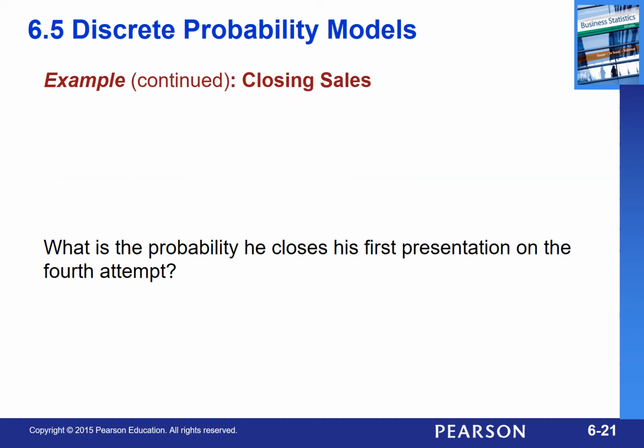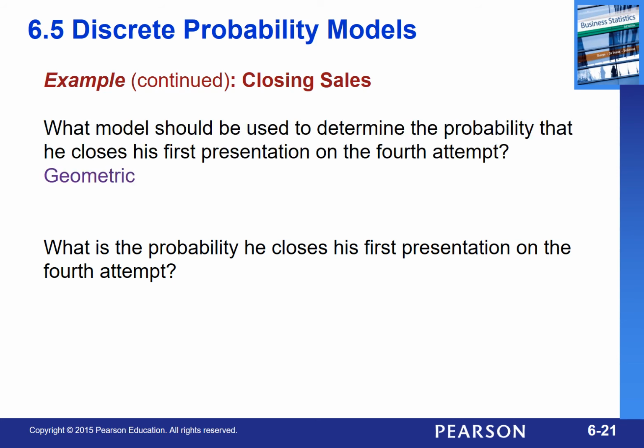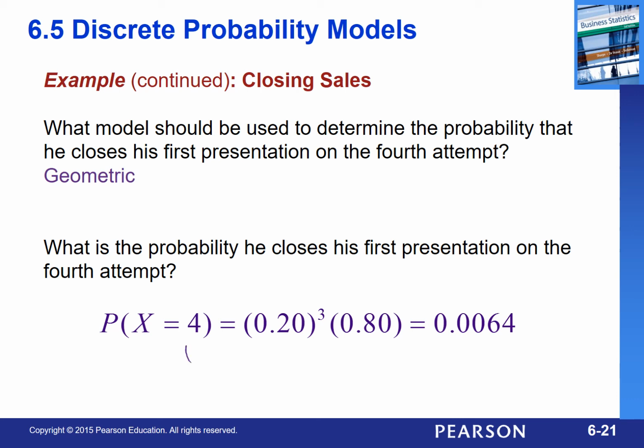So what does this look like? Wow, that didn't come out exactly like I thought it would. What model should it be? Hey, we already discussed that. It's geometric. What's the probability that he closes his first presentation on the 4th attempt? Well, we write that as, I want to succeed on the 4th try because that's what X is. So I have 3 failures, so the failure probability is 20% because he succeeds 80% of the time. So he has failure, failure, failure, and then success. And that's where that cube is coming from. It's 0.2 times 0.2 times 0.2, and then the 0.8 for his success. If you multiply that all out, you get 0.00064. Remember, probabilities are decimals, so you should be looking like this, not talking about percentages unless you're asked to convert it to a percent.